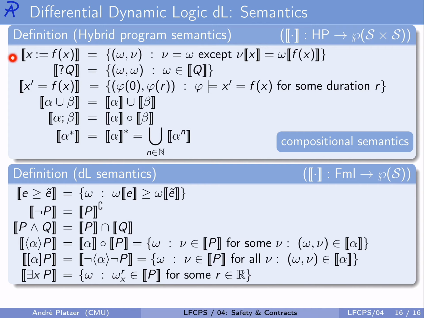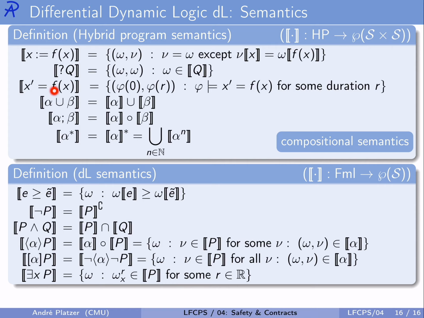For assignment, the semantics is a relation that's actually a deterministic relation, because for every initial state omega there's exactly one new state nu, the one that agrees on all the variables with the old state omega except the value of the variable x that's changing, whose value is supposed to be the value of the right-hand side in the initial state omega. The behavior of tests is that for every state omega there's at most one successor. If there is a successor, it's this state itself, it doesn't change state, but that successor is only available if in that state the logical formula q is even true.